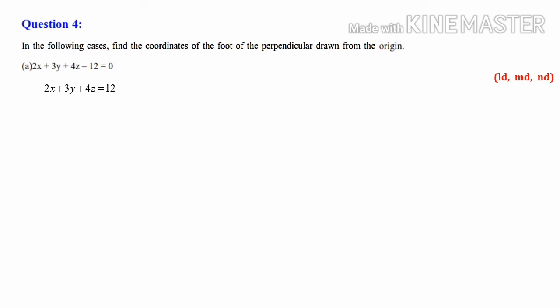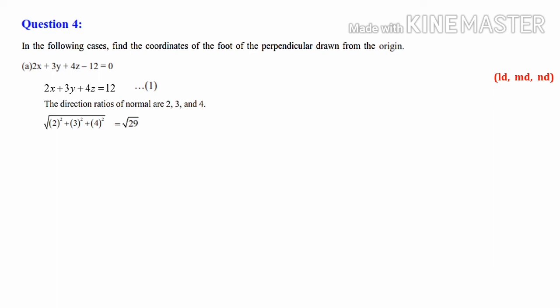Then we have to go for finding the direction cosines. We have already learned this one in the first question. What we have to do is, first of all, write the direction ratios. 2, 3 and 4 are the direction ratios. And then we have to go for finding the square root of the sum of the squares of the direction ratios, that is root of 2 square plus 3 square plus 4 square. Then 2 square is 4, 3 square is 9, 4 square is 16. When we add this, we will get root of 29.